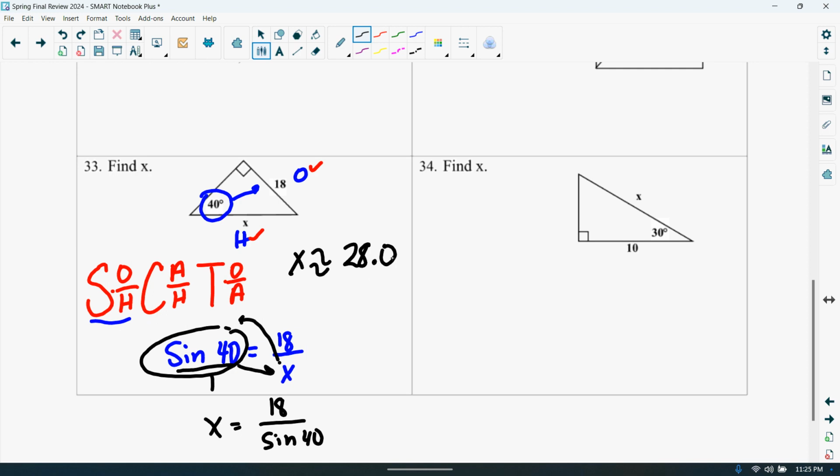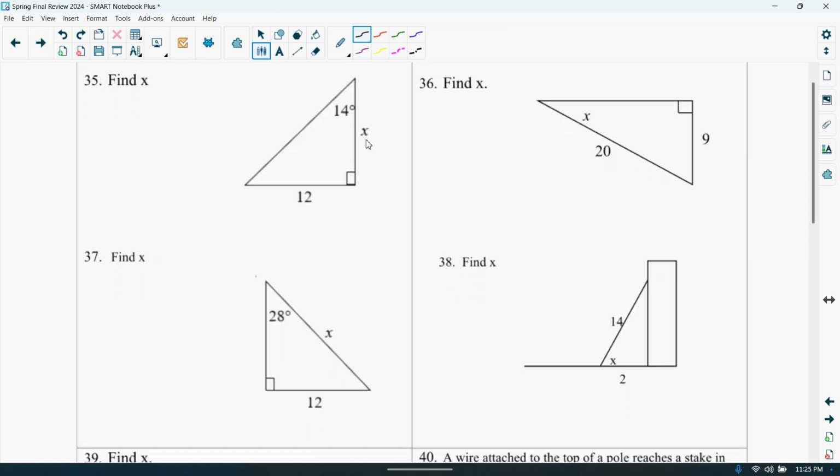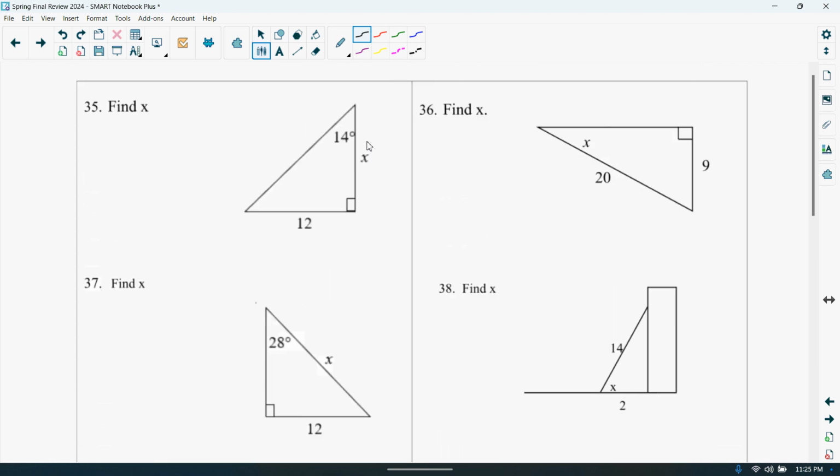So we get to 35 and on, this is our trig. Our steps is always circle our angle or what part we have inside the triangle, then label the sides accordingly. So this x is adjacent to the angle, and this 12 would be opposite. O and A would be tangent. So this would be tangent of 14 equals 12 over x. Again, the variable's on the bottom.